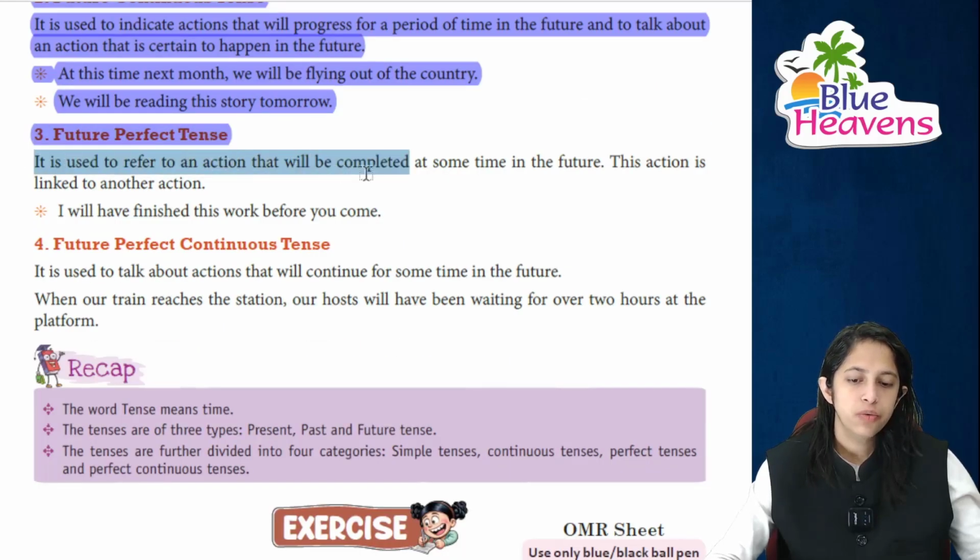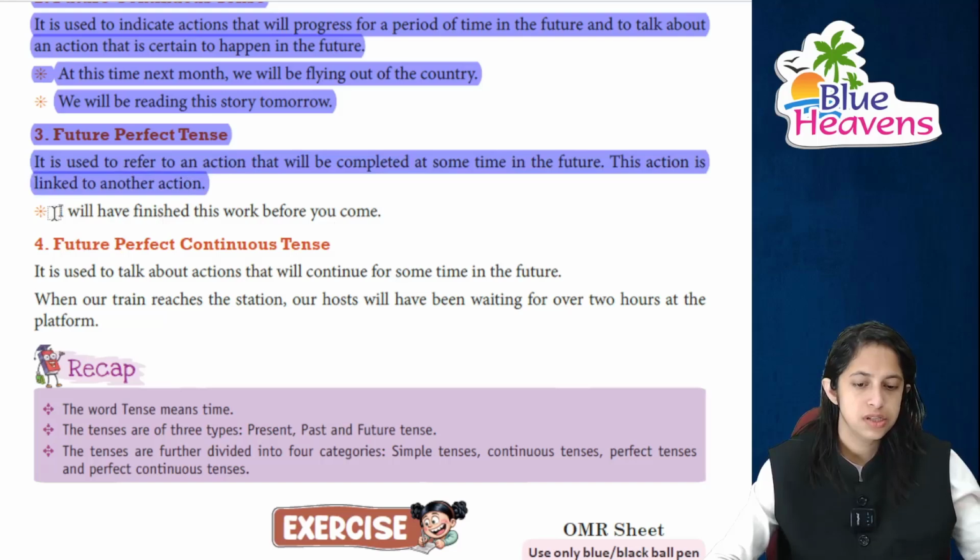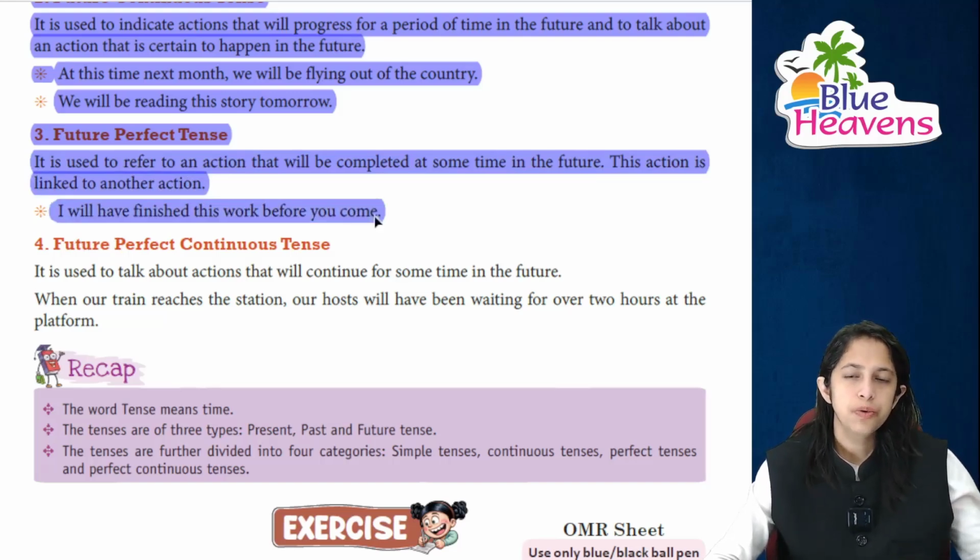Next is future perfect tense. It is used to refer to an action that is completed at some time in the future, में खत्म हो जाएगा, and this action is linked to other actions. जैसे I will have finished this work before you came. आपके आने से पहले मैं अपना काम खत्म कर लूँगा.